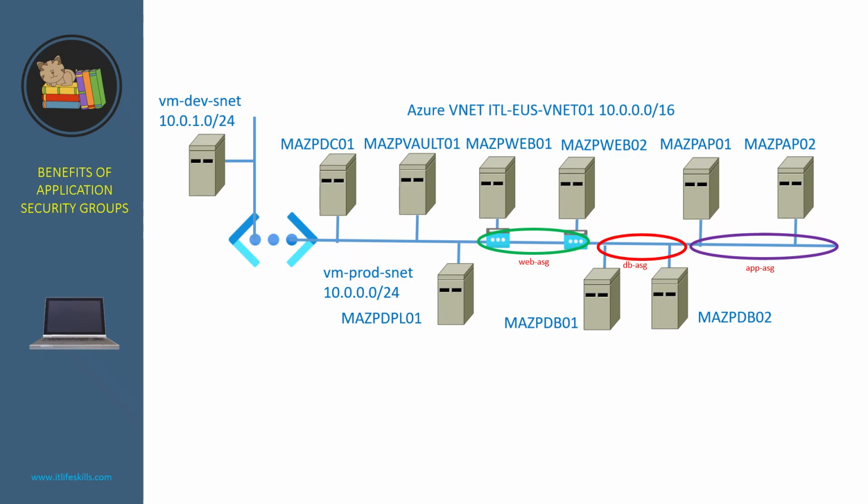Now, if we want to allow the web tier to access the app tier, we can create a network security group rule that uses the Web ASG as a source and the App ASG as a destination. In the future, if we need to add a new application server, we can build it and add its network interface to the App ASG application security group, which automatically applies the rules of the corresponding NSGs to the server.